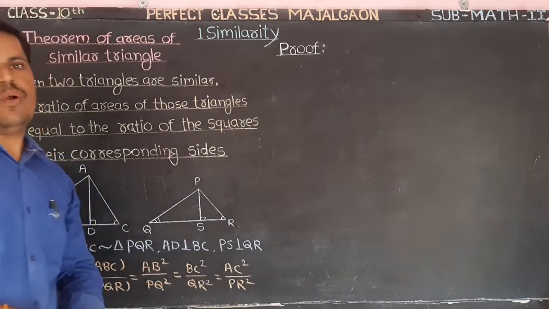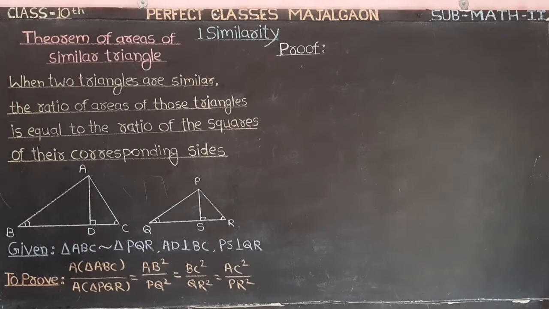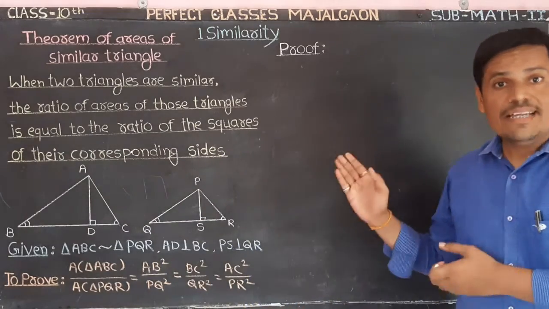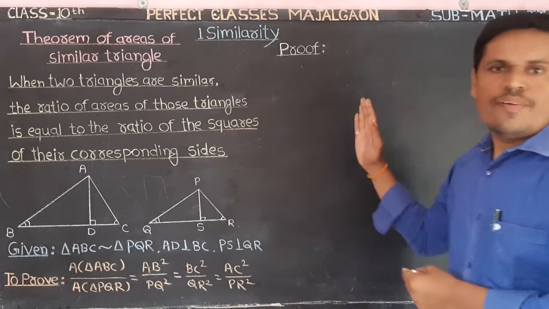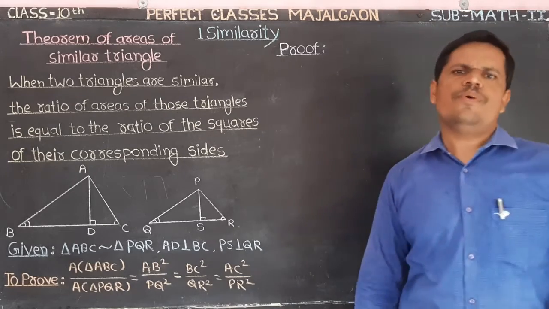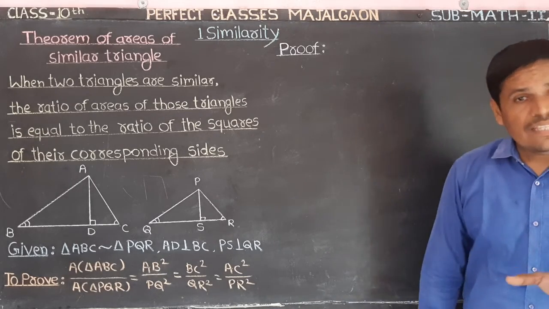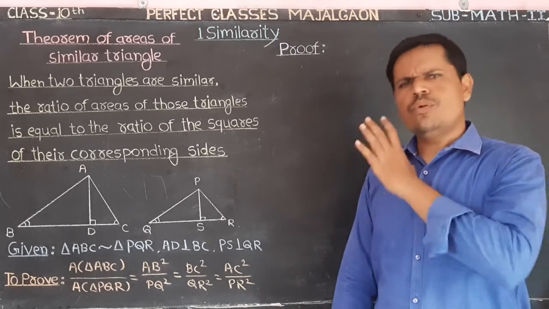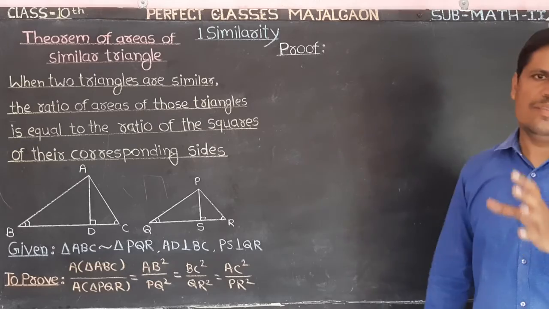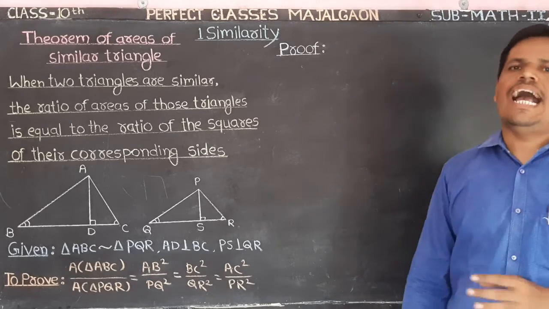Now, the most important part, the proof. How to prove? In this chapter, when we start the similarity, first we learn the ratio of areas of two triangles. What is the property of the ratio of areas of two triangles? The property says that the ratio of areas of any two triangles is equal to the ratio of products of their corresponding bases and their corresponding heights.